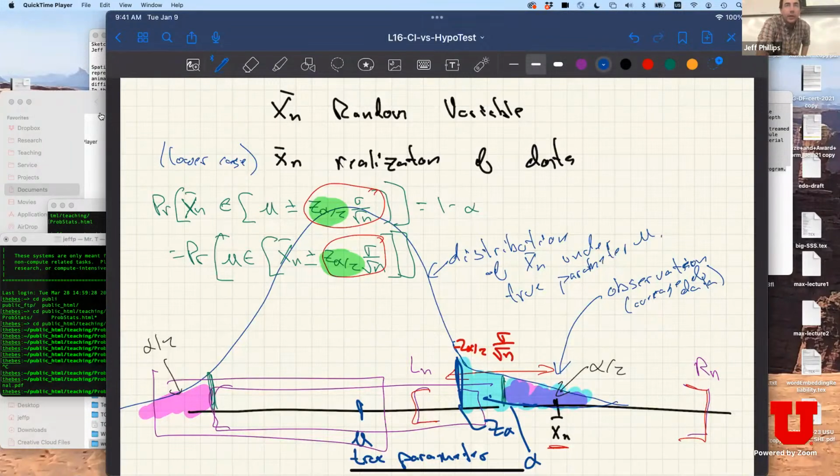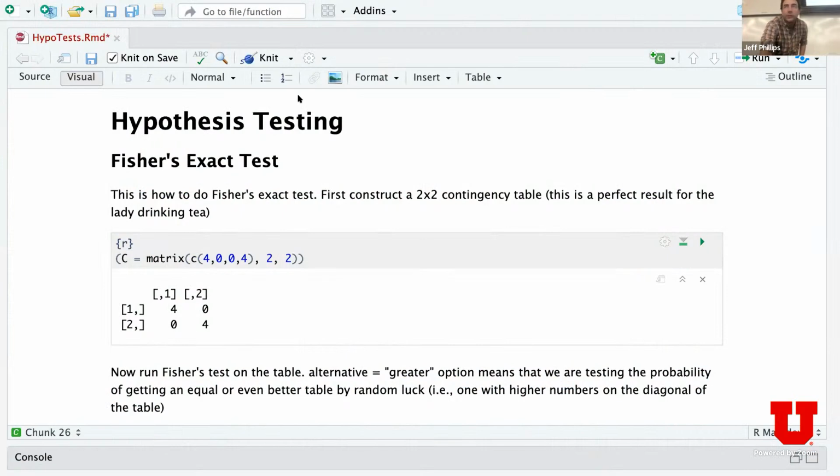Great. Okay. It looks like you're still seeing that on Zoom, so great. Everyone can see it at this font size.